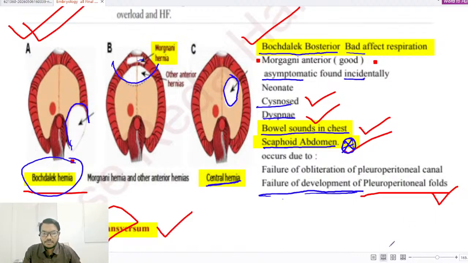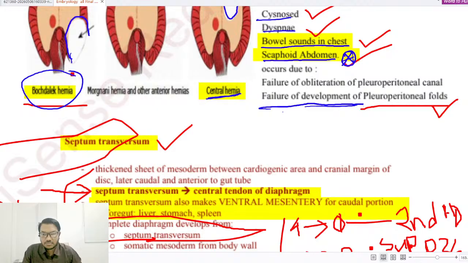Pleuroperitoneal canal. Failure of development of the pleuroperitoneal fold. Bochdalek hernia develops due to failure of the pleuroperitoneal fold.